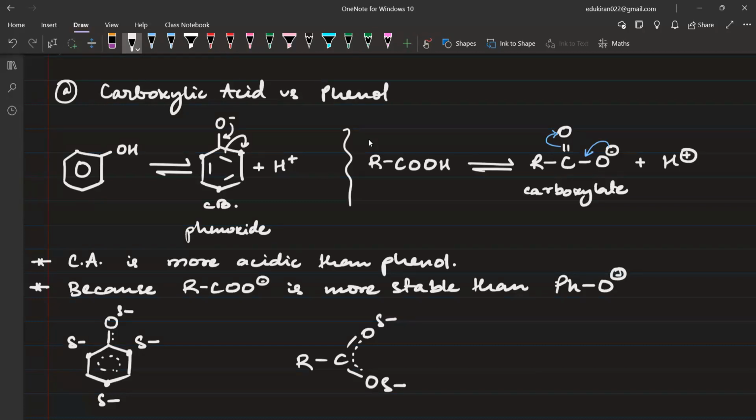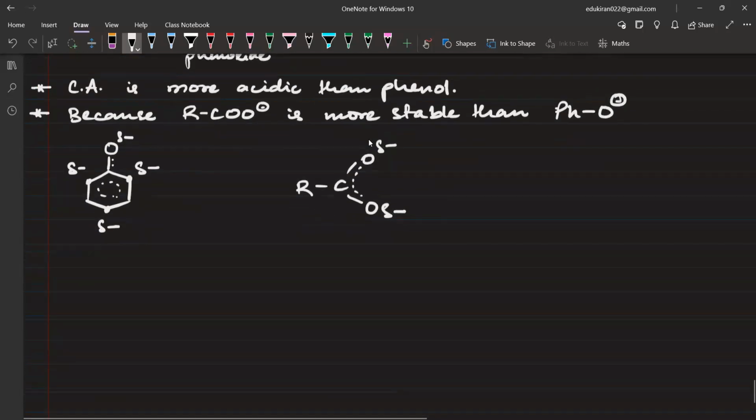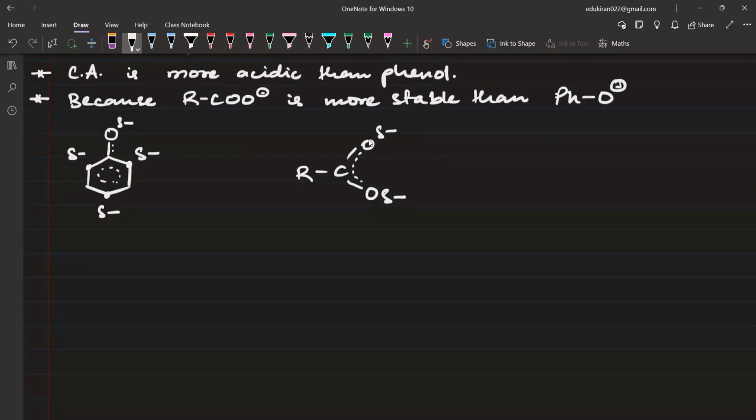जो आपके पास अगला सवाल है: why is carboxylic acid more acidic than phenol, even though phenoxide ion has more resonating structures than carboxylate ion? Then you will write this third point. That is going to be a bit long. ठीक है, क्या लिखेगा? You will write RCOO negative is more stable than PhO negative, that is phenoxide ion.